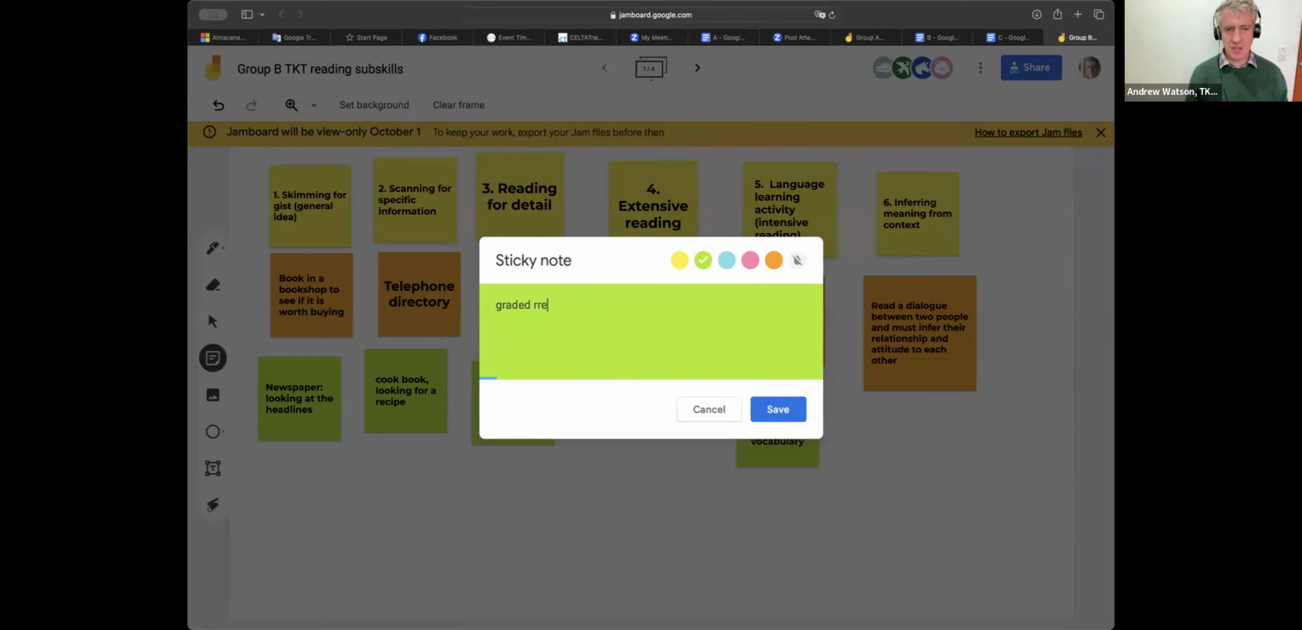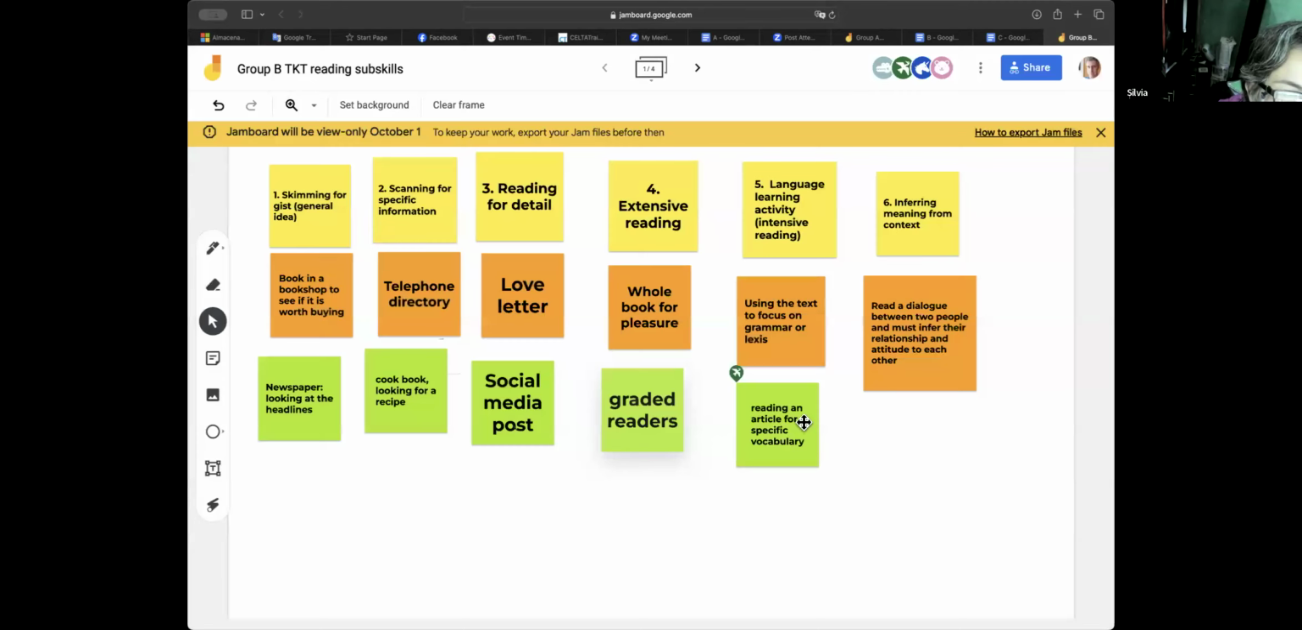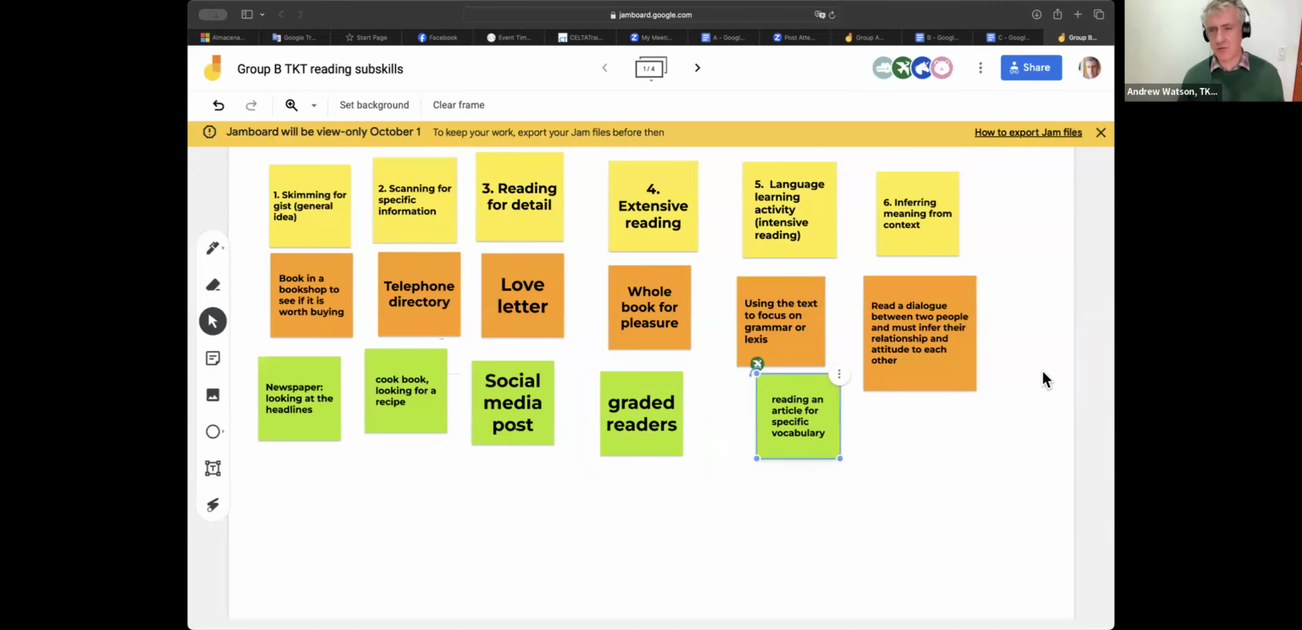This is an expression that you will hear in the TKT, graded readers. Okay. If you're not sure about that, check in the glossary. Mentioned that last week, didn't we? The glossary. Now, language learning. Yeah, reading an article for specific vocabulary. Correct. That's what we might use there as an intensive.